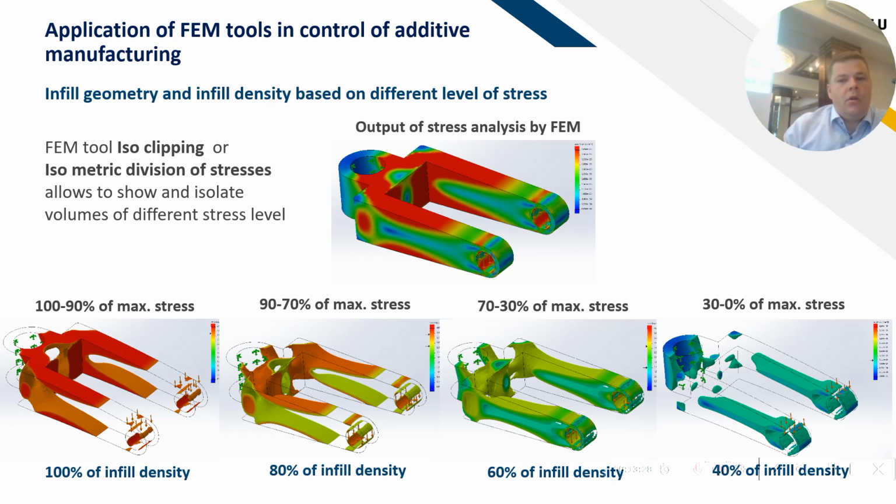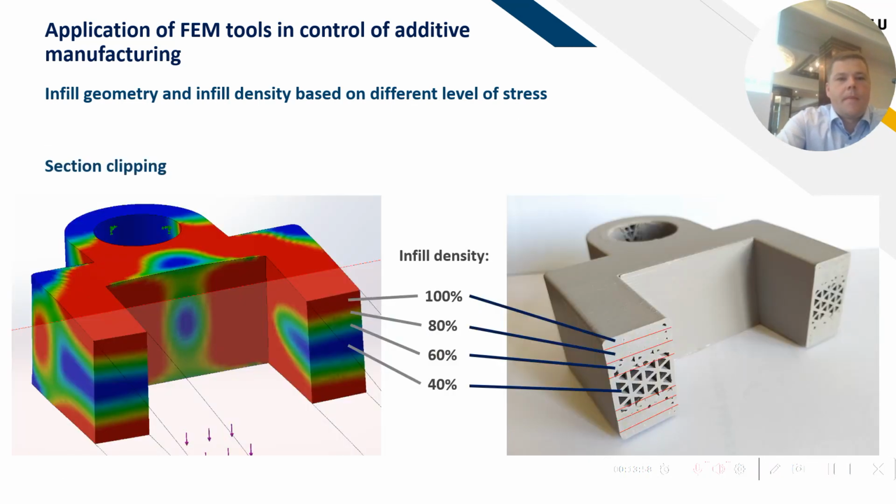And for example, for volume of less than 30% of maximum stress of this component, you can use only 40% of infill density. In this way, we can get a very effective process of production. Time is very short, and the component will be optimized for strength.